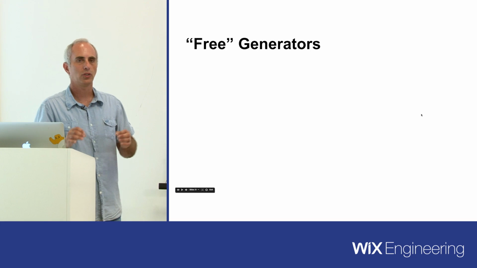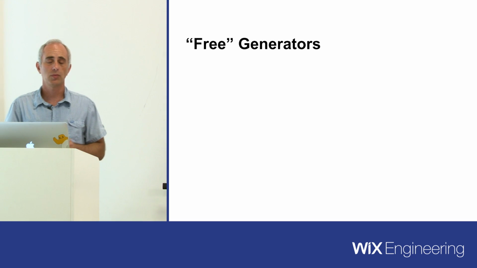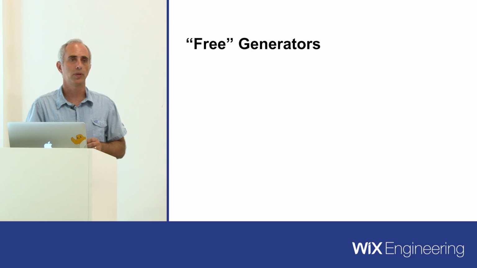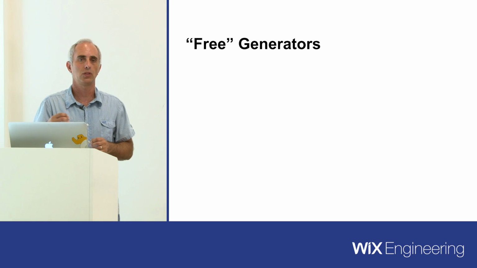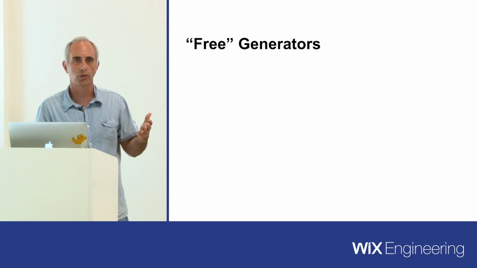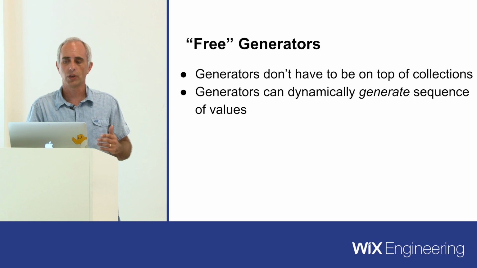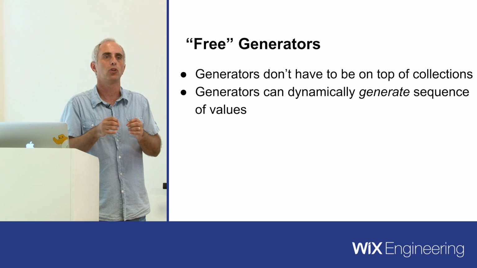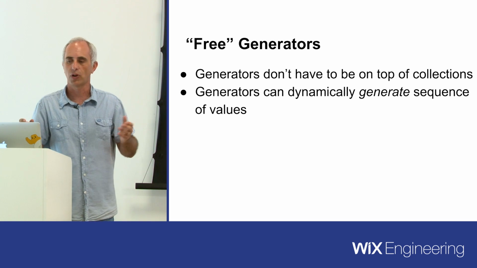So we've seen a generator method implemented inside an object or on top of a collection. But sometimes it actually makes sense to implement a generator not as a method or a property of an existing object, but rather as a standalone function. I call them free generators. So a free generator could be useful, for example. Why would you want a generator not on top of a collection? Why would you want a generator just as its own function?